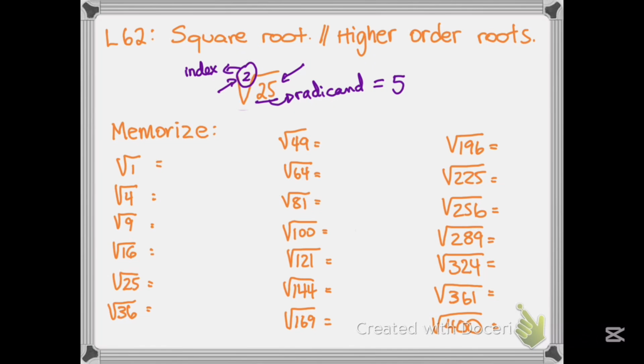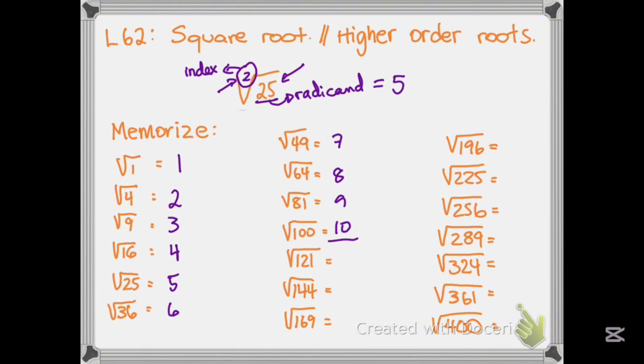Now you know most of them. You probably know at least half of them, and then the other ones are really easy. Let's just write them down. The square root of 1 is 1. The square root of 4 is 2. The square root of 9 is 3, 4, 5, 6, 7, 8, 9, and 10. Remember, what we're asking is which number multiplied by itself 2 times gives me the number inside.